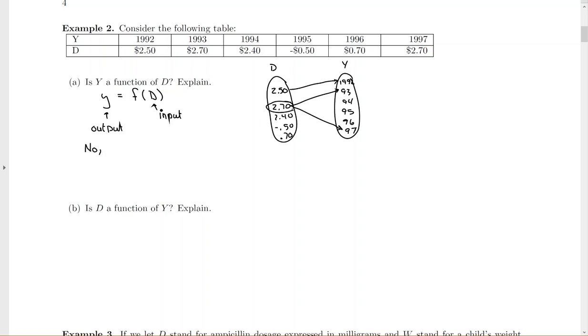And rather than say for every input there are two, or I've got two outputs, therefore it's not, let's be a little bit more specific. For the dollar amount 270, there are 2 years, and then be again specific, 1993 and 1997 associated with it.